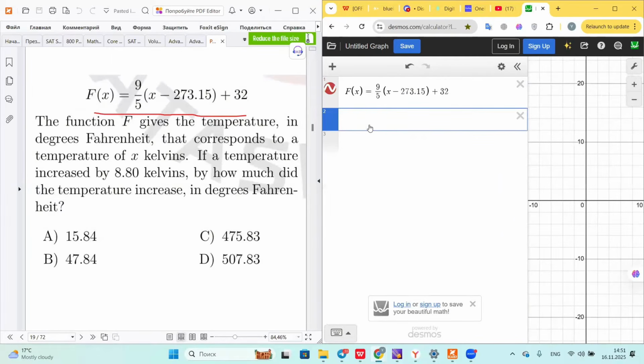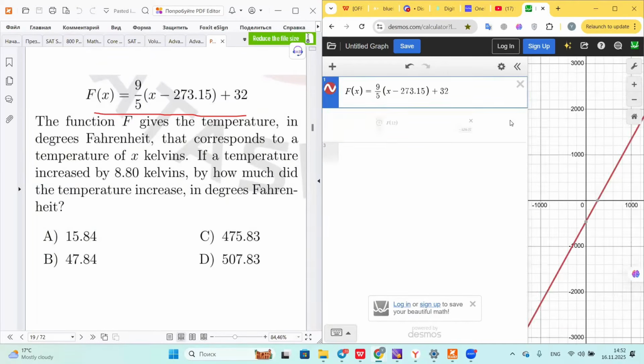For example, you can calculate the function's value at any point, for example at 12. Desmos automatically calculates and gives you the result. It's very beautiful. Now it's asked, x is in kelvins. It's asked, when the temperature increased by 8.8, how much increase in Fahrenheit?